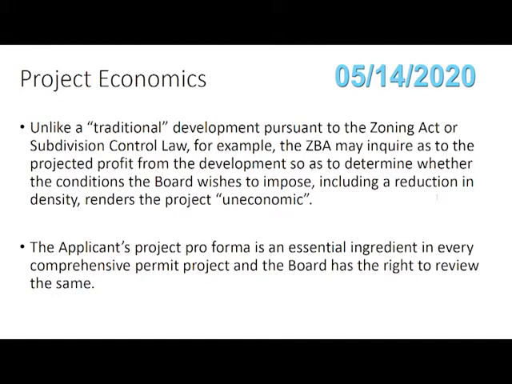The project economics are what's driving the density. The Board of Appeals has the right to know whether that is a density that the developer needs to keep the project from becoming uneconomic. It's an essential ingredient. The Board of Appeals has the right to require it on day one as part of its comprehensive permit rules and regulations. And I'm happy to talk further about how to use the project pro forma, but the bottom line is the Board of Appeals needs it.